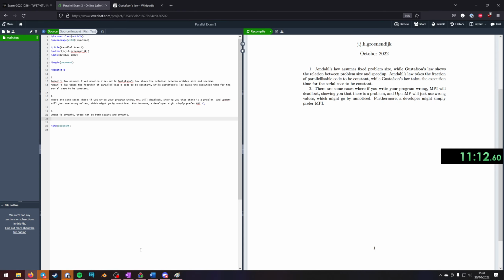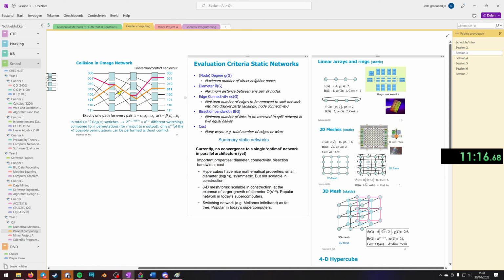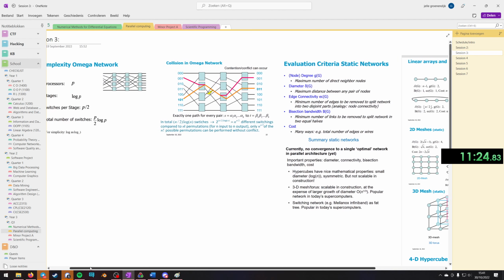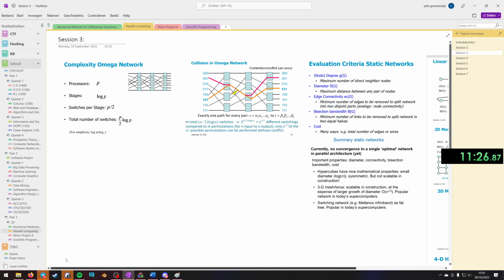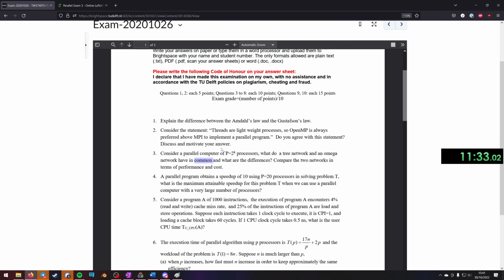Yeah. I don't know. For omega, do we get degree, diameter, etc.? I don't think we get that, because you don't do that for dynamic ones. You get total number of switches, but that's it. Compare the two in terms of performance and cost.